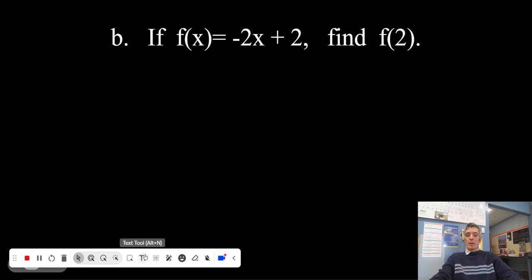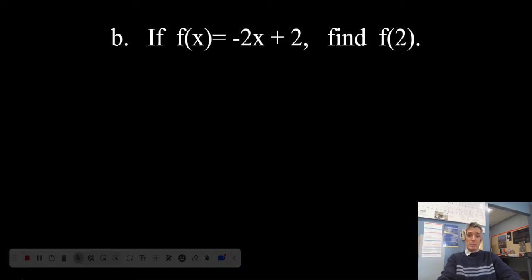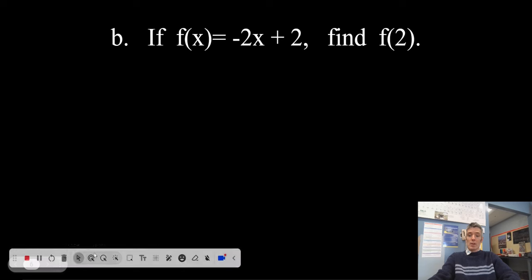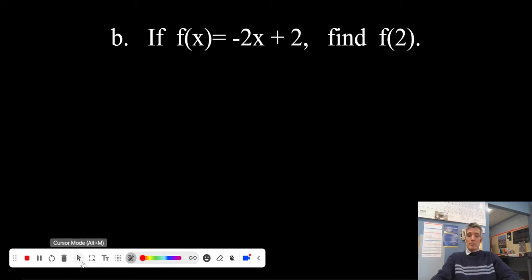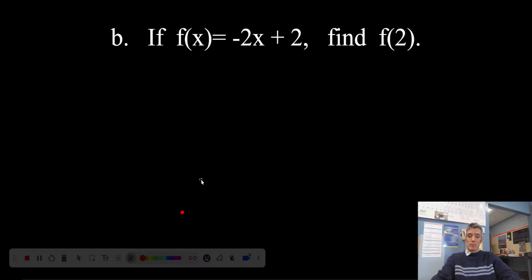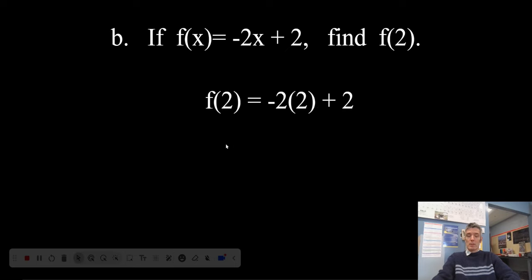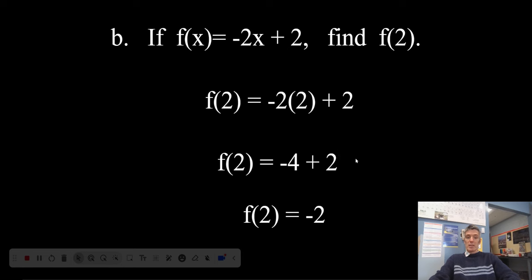All right, now I'm going to do the same thing again, where this time I plug in my x for that. f of 2 is negative 2 times 2 plus 2. What's negative 2 times 2? That's negative 4, so f of 2 is negative 4 plus 2. Negative 4 plus 2 is negative 2. So f of 2 is negative 2.